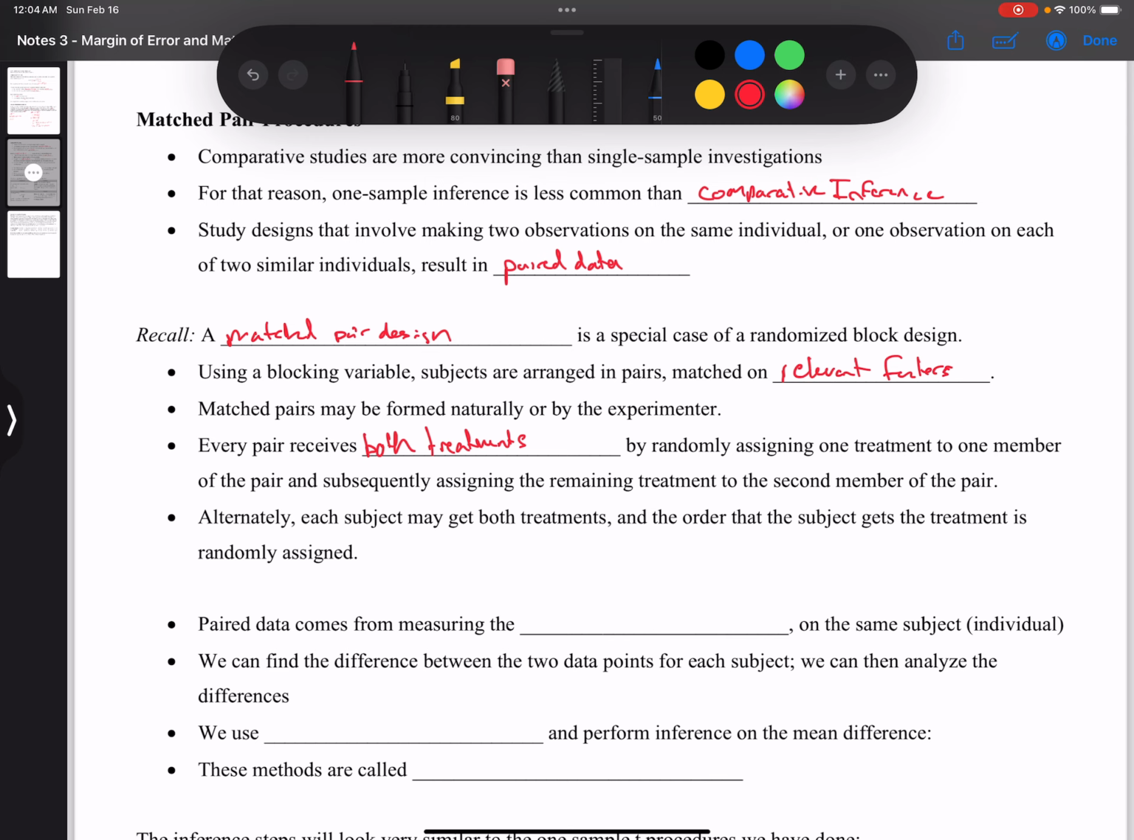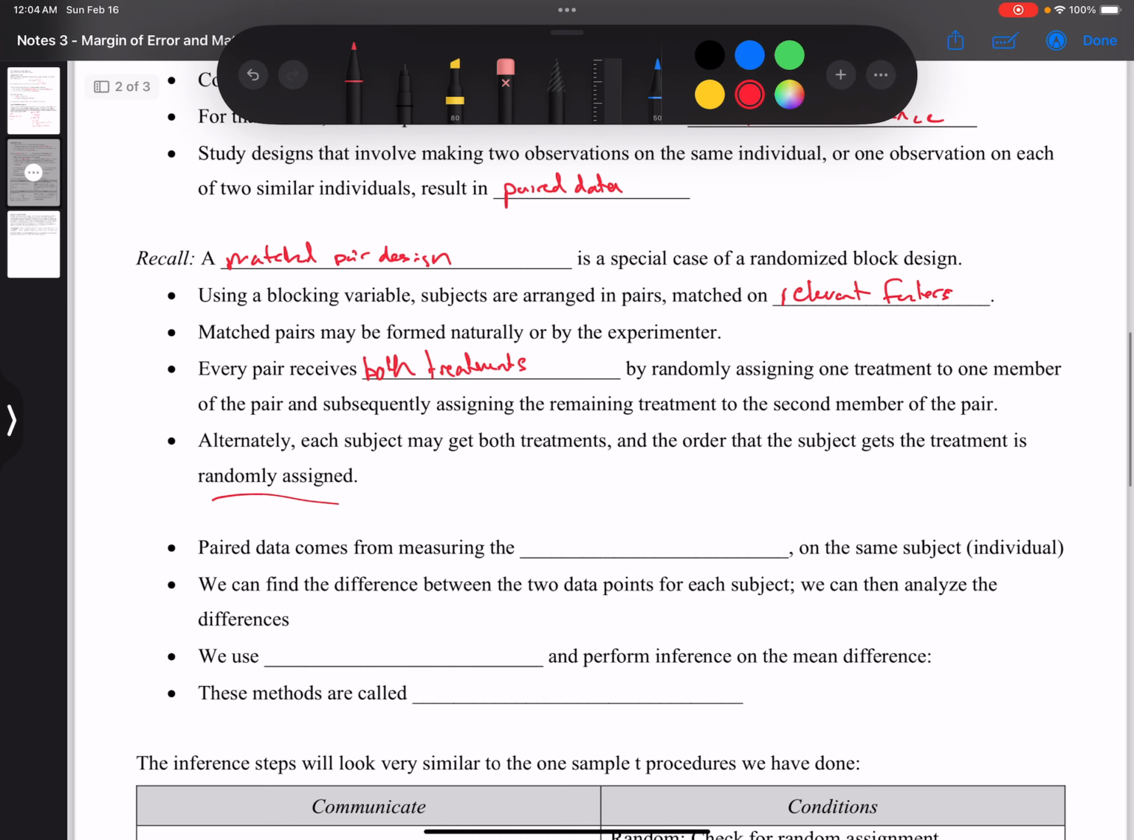So both people aren't getting both treatments. Okay, every pair is getting both treatments. One gets one, one gets another. Okay, and then they're going to compare at the end. Alternatively, if you're not pairing up identical or as close to identical as possible individuals, you can also just use one subject and give them both treatments. Okay, but the order that the subject gets the treatment is randomly assigned. So remember, when we're talking conditions, we have to look out for that kind of thing.